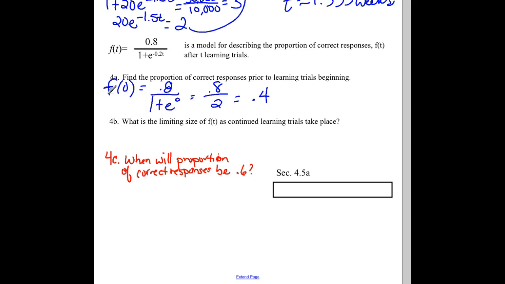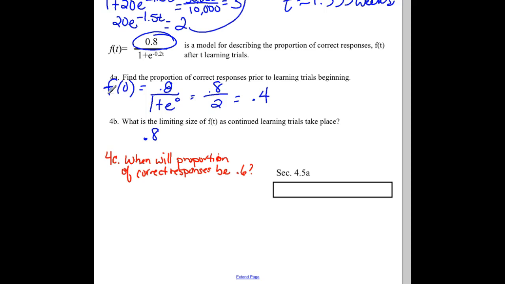What is the limiting size if they're continuing the trials? Based on our equation, what's the limit to growth? The 0.8, right? It's that top number. In a logistic growth model, that top value, that numerator, is your limit to growth, the maximum that could happen. So they're saying whatever this is that we're trying to learn, even with practice, only 80% of the people are going to be able to do it.